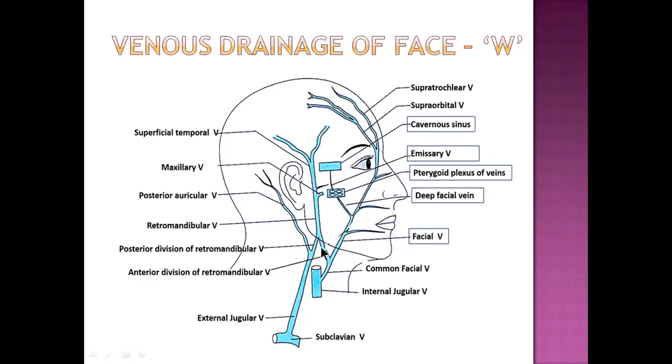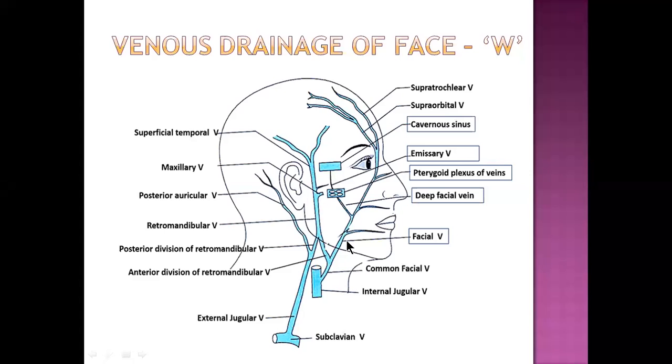This is the anterior division of the retromandibular vein. So you get a superficial temporal vein, which drains the temporal region. Then you find they come and join together. Then you find one more vein coming, what is known as the maxillary vein. The superficial temporal vein and the maxillary vein together join to form the retromandibular vein. This is the retromandibular vein. So it divides again into the anterior and the posterior division.